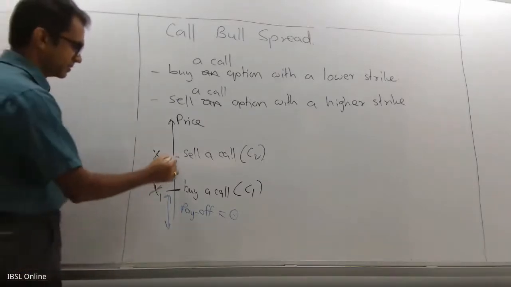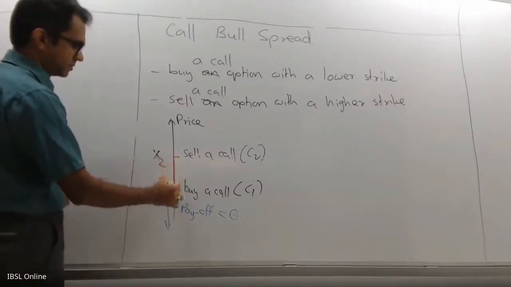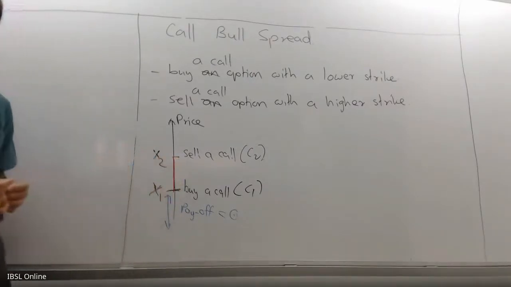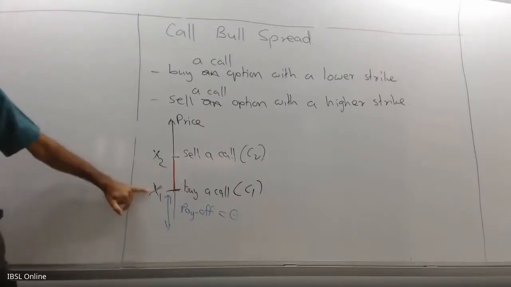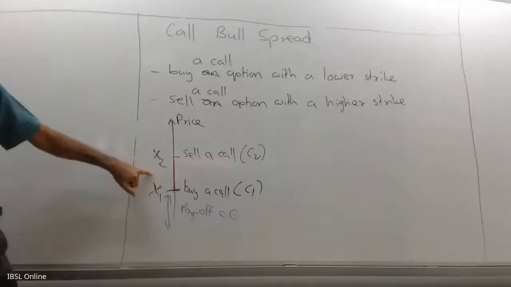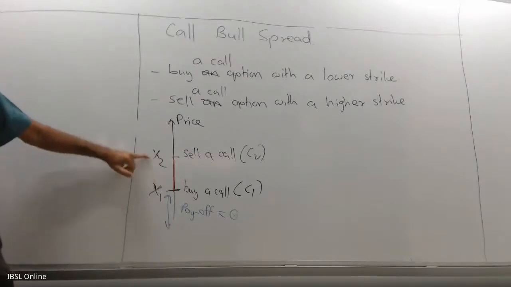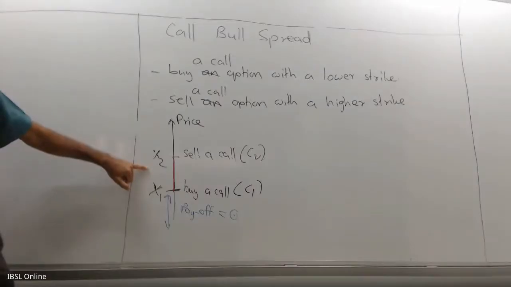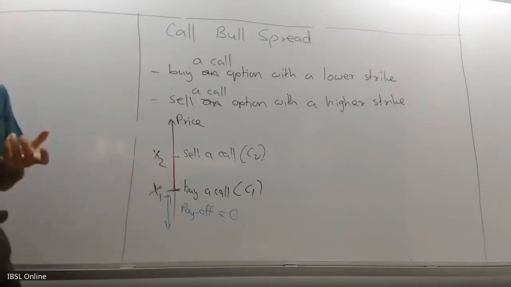Price remains somewhere here. Will you exercise your right? Because you have bought a call option at X1. Now the price is above X1 but below X2. Will you exercise your right? Yes. Why? Your strike price is X1, the market price is higher than that, so you will get that difference.